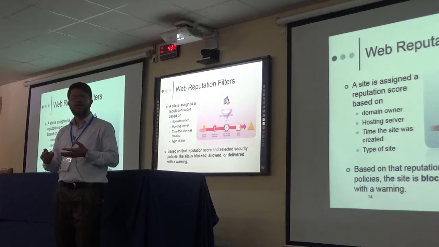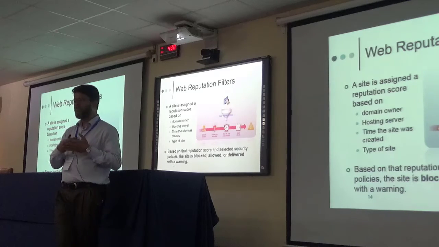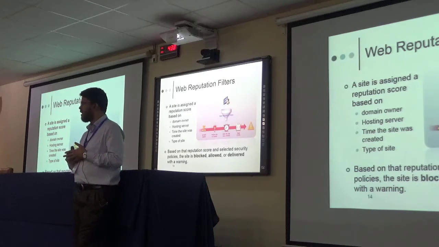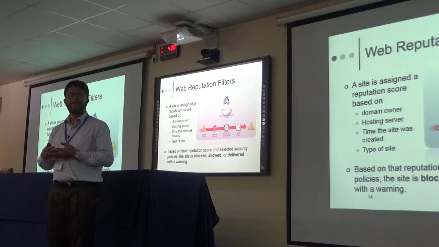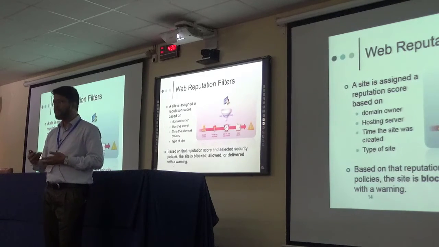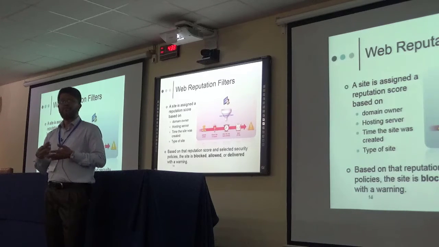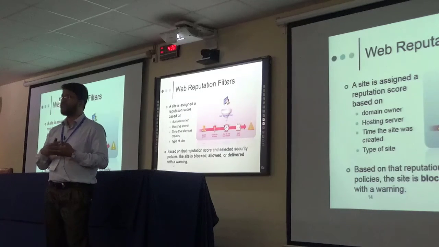how it can identify different malware or viruses. To do this, CESS uses a component called the web reputation filter. The idea behind this is that whenever a new request comes in, based on the IP address, the system calculates a reputation score, from -10 to +10. The algorithm is not open, but they say it depends on the domain owner, the hosting server, how many years the server has been alive, and the type of site. There are many other parameters they use to calculate this reputation. Based on this, they either block a particular request, allow it, or deliver it with a warning.